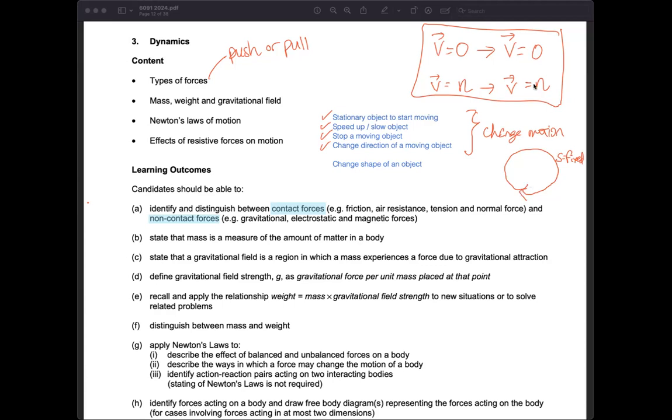Okay, let me revise again. The box here is there is no change in direction. If the speed is the same and the direction is the same, there is no change in motion. But in this case, even though the speed is the same, the direction keeps changing throughout the motion. So when the direction keeps changing, there is a change in motion. Okay, Rui Hong and Zachary, are you clear now?